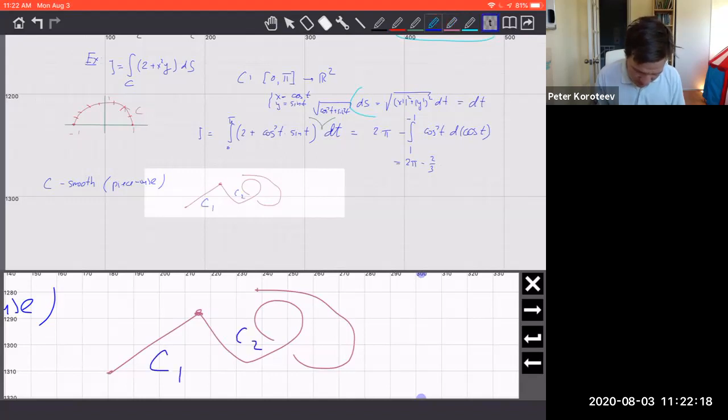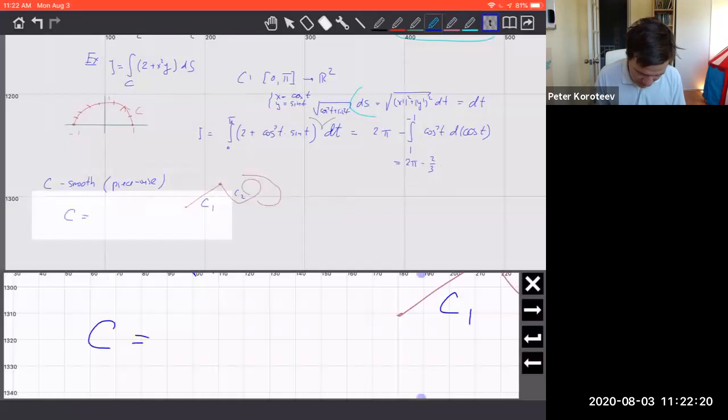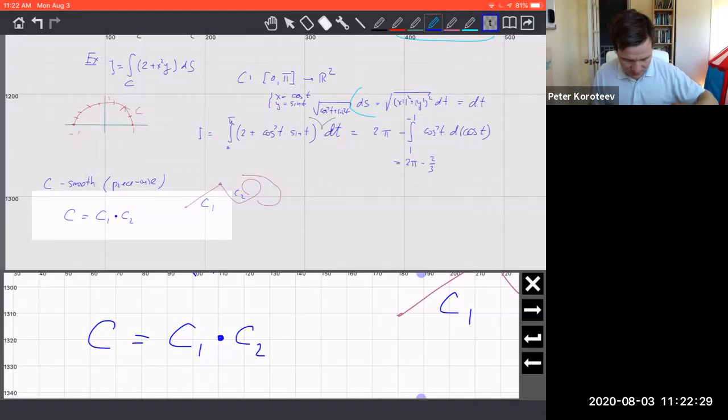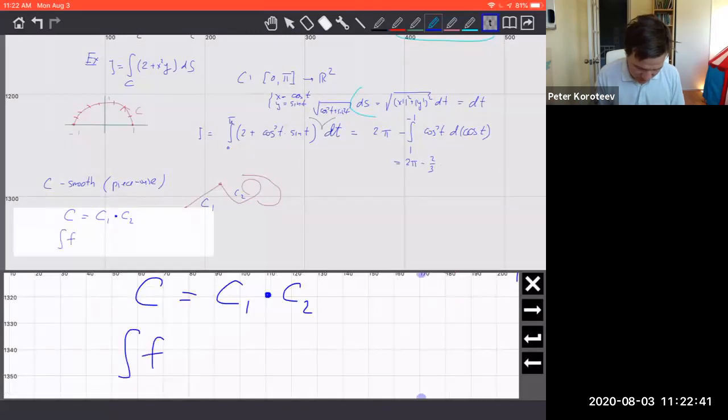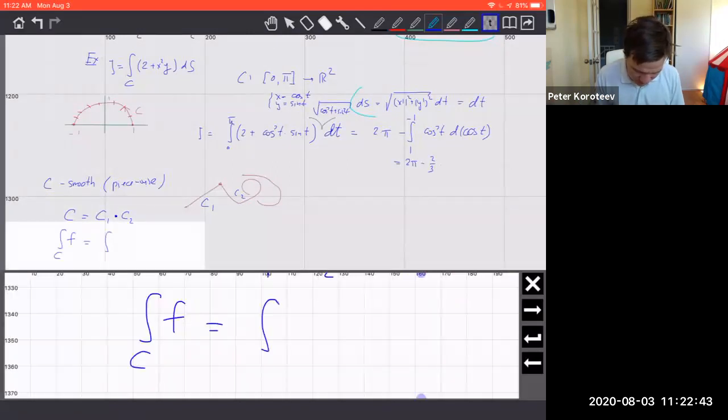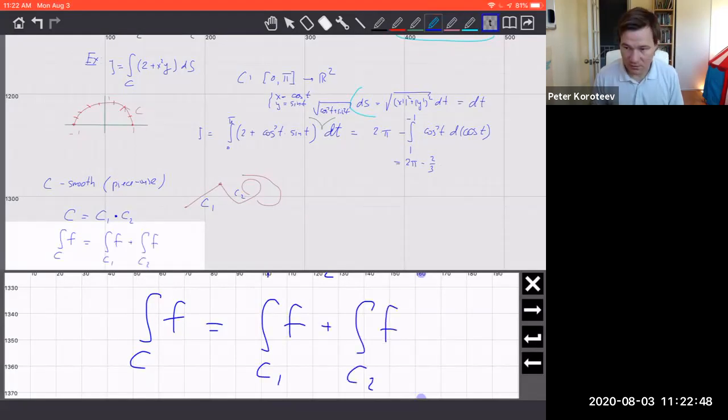So we can write this curve in components. Let's say a curve is a union, I'm going to use this symbol here. This dot simply means that we join the curves together. Another word for this is concatenation. It's the same as in computer science. So if one curve is a concatenation of two or more curves, then you define the integral of a function over the curve as the sum of those integrals over the two curves.